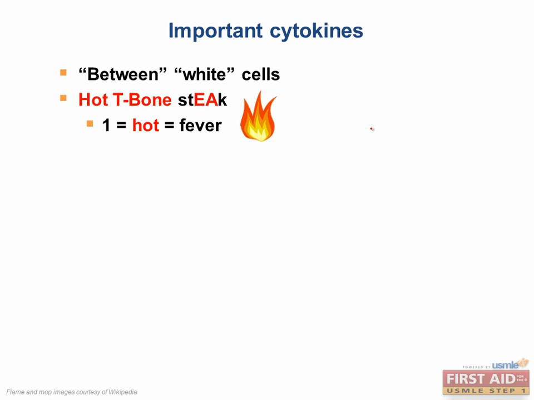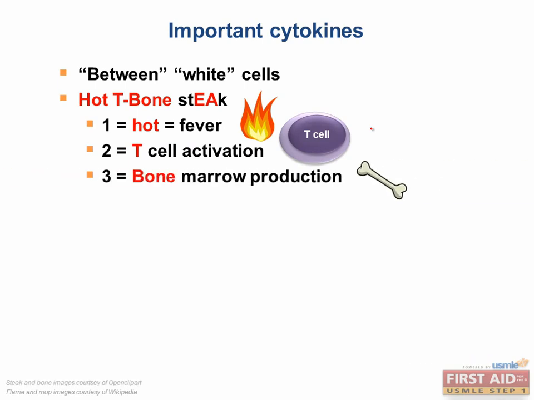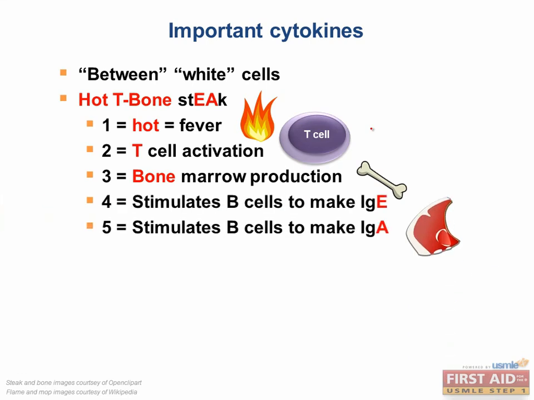All right, interleukin 2, you can think of the T because it stimulates T cells as we talked about before. Interleukin 3, bone marrow stimulation, all the cells in the bone marrow. Okay, red cells, white cells, everything. That's what interleukin 3 does. Stimulates your hematopoietic cells. Interleukin 4 and 5, you can think of the letters E and A of the word steak because they stimulate the class switching of B cells to instead make IgM, they make IgE and IgA, respectively.